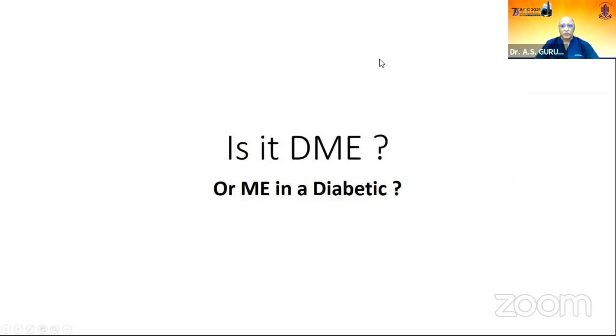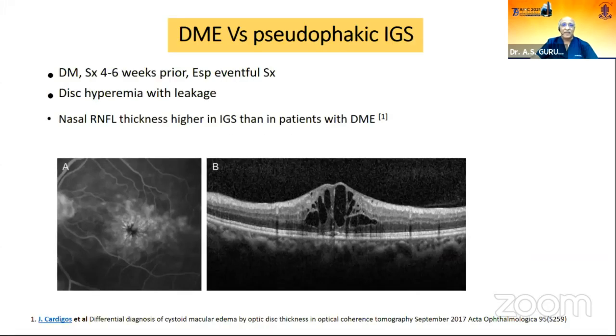So coming to edema in diabetics, macular edema in a diabetic patient, is it really DME or is it macular edema in a diabetic? This is an example. Pseudophakic Irvine-Gass syndrome in a diabetic patient can mimic diabetic macular edema. So we have to be wary of this and try to rule it out.